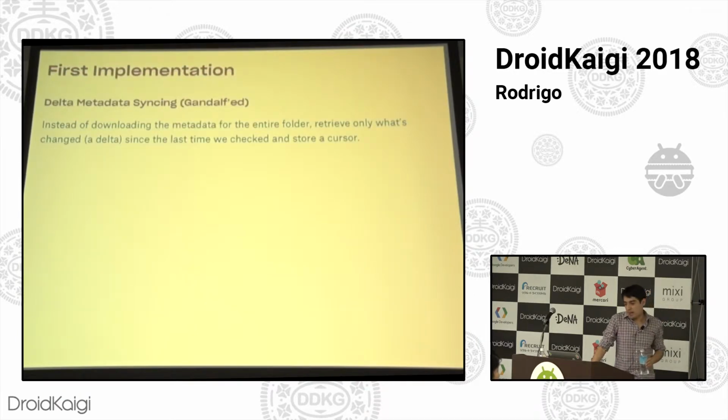So, first implementation. Number one: delta metadata syncing. As I said, there's really no need to download the metadata of the entire folder. So maybe we could use deltas and only retrieve what's changed. This is very common in many APIs. Basically, you store a cursor, which says, this is the last time I synced, and please tell me what has changed since then. The server replies with a list of changes. So instead of downloading everything again, you only download the changes.